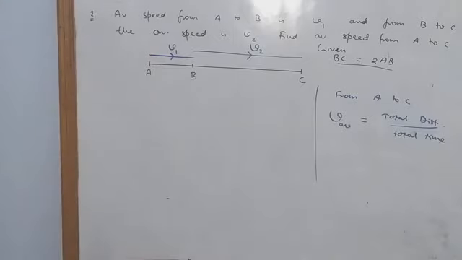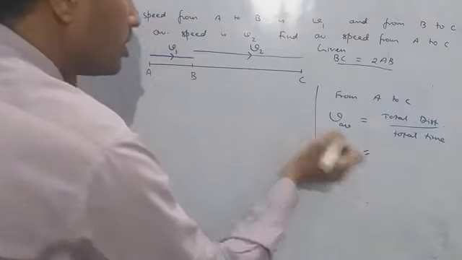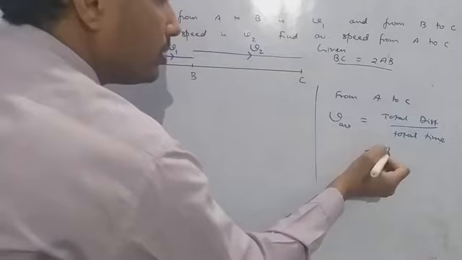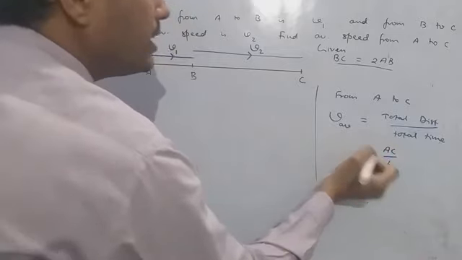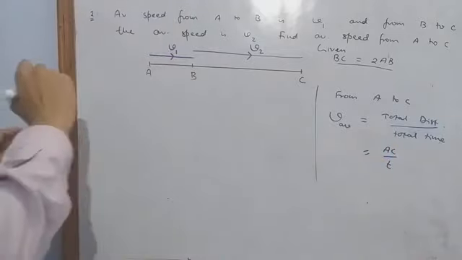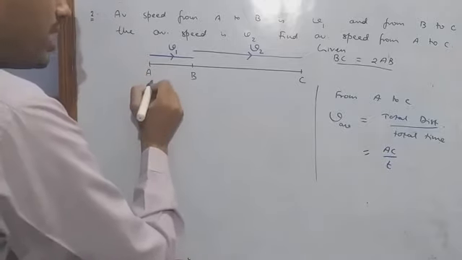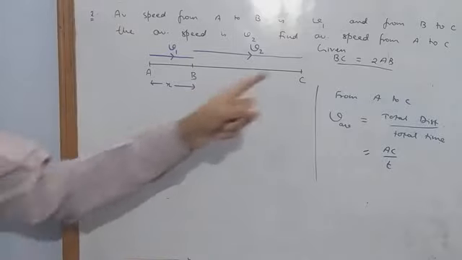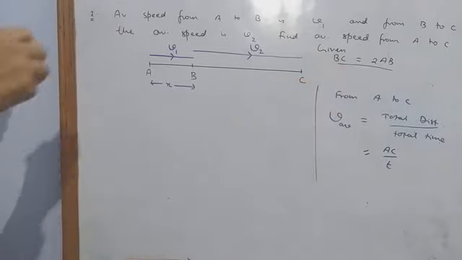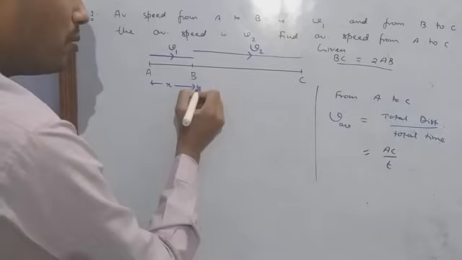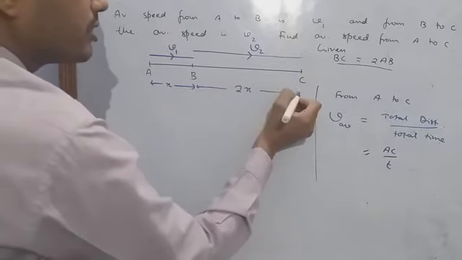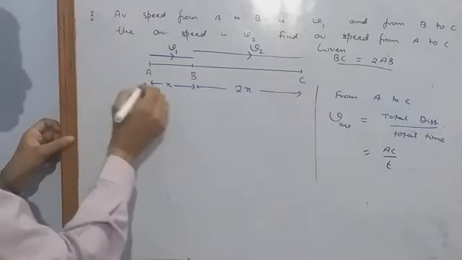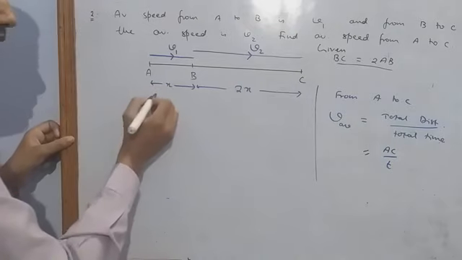Now average speed, we have written the formula: total distance by total time. Total distance is how much? Total distance is A to C and total time is, suppose, T. I will assume A to B distance to be x. Then as given in the question, BC is twice of AB, so this B to C will become how much, students? Twice of x.